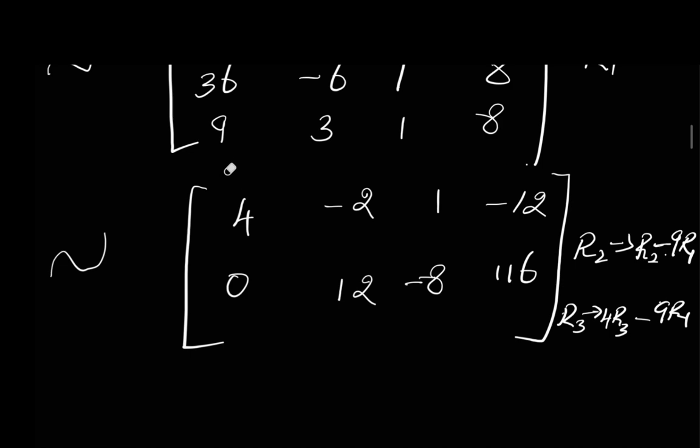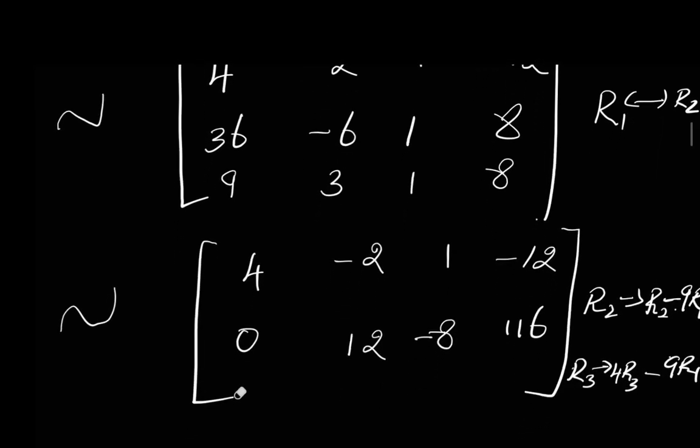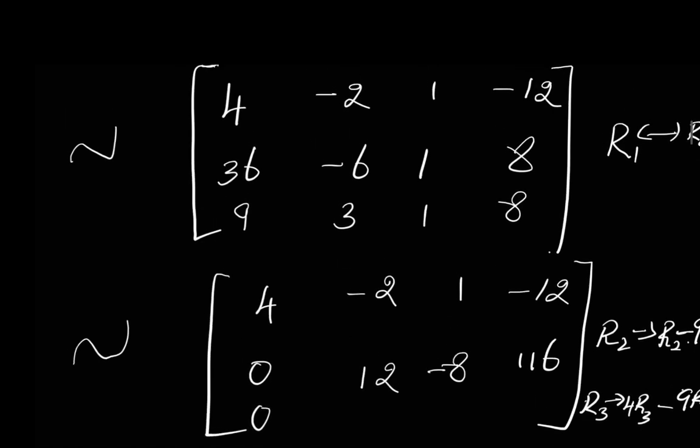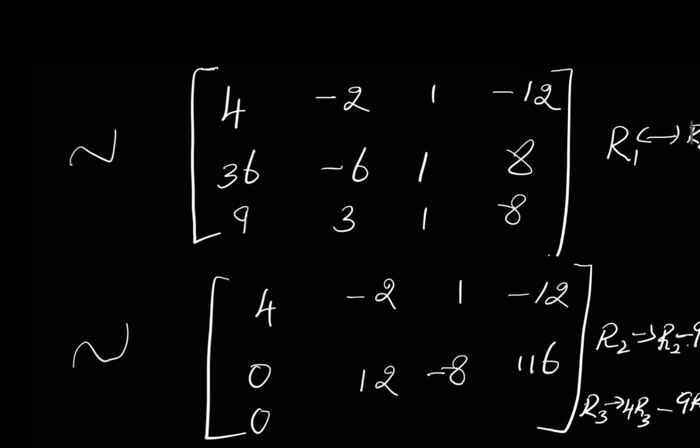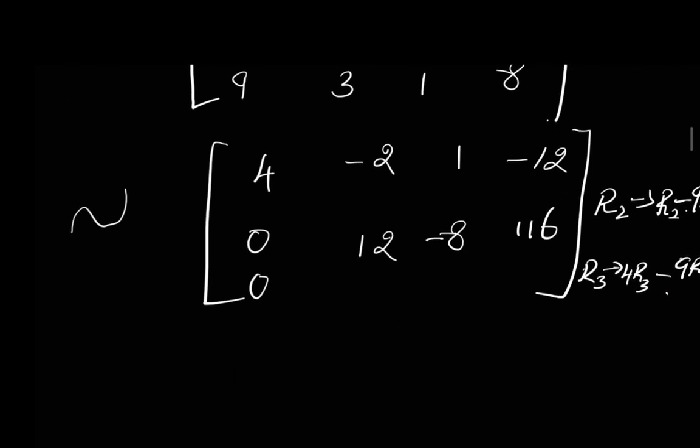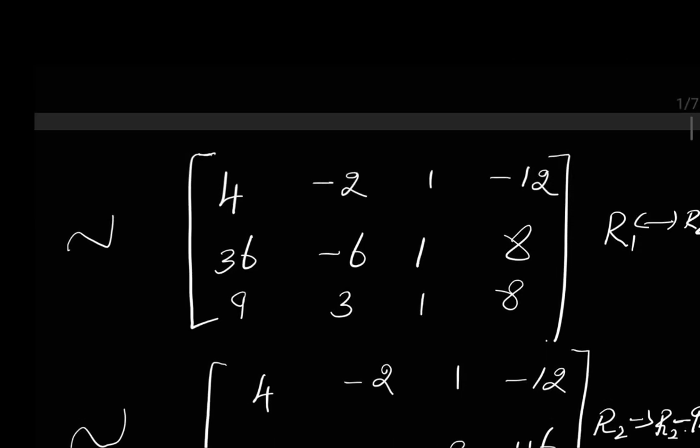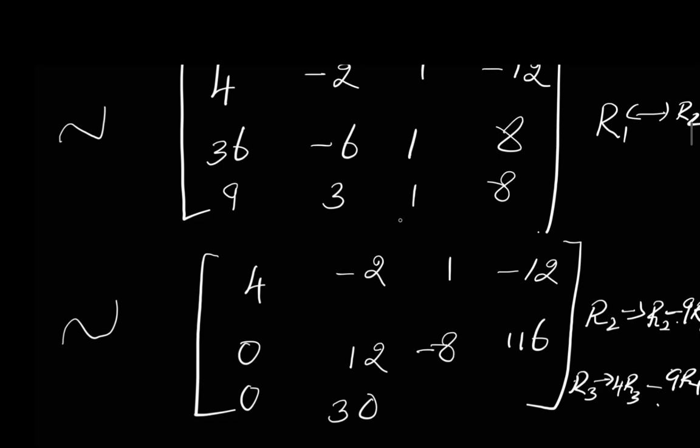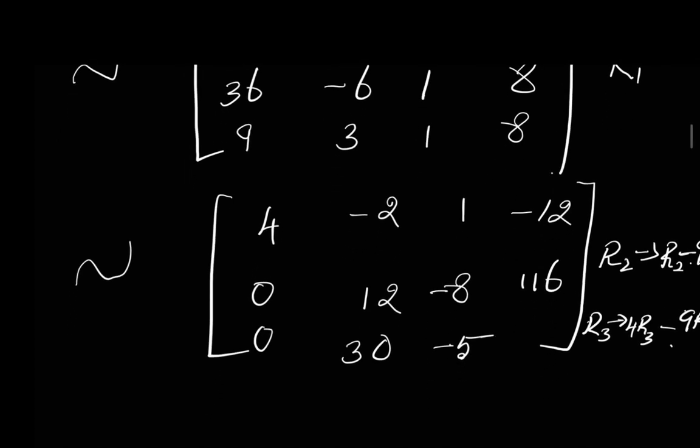Okay. 4R3 is 36 minus 36, that you will get as 0. And then here 4 3s are 12. Then minus 9 times minus 2, that is plus 18, that is 30. You will get here 30. And then 4 times 1 is 4, minus 9. So 4 minus 9 is minus 5. Then here 4 8s are 32.